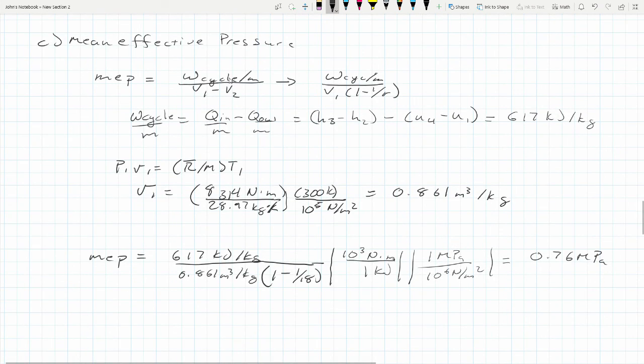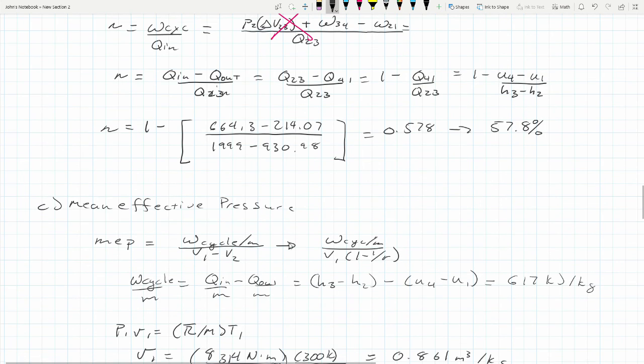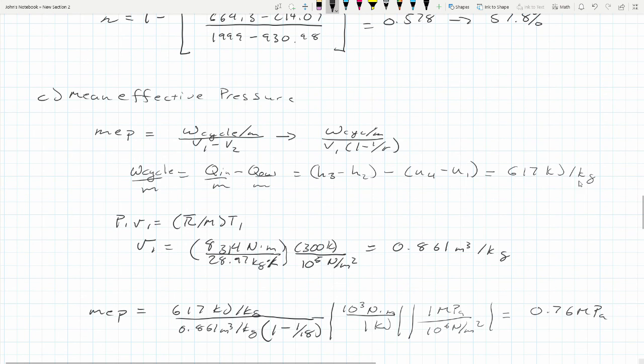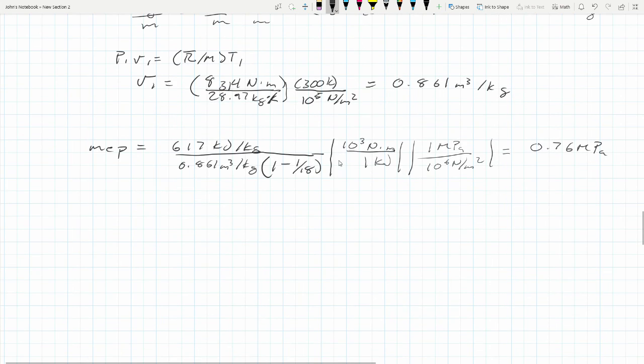Mean effective pressure: work of the cycle divided by the difference in volume between state point 1 and state point 2. So state point 1, factor out, you get 1 minus 1 over r. And now we need to know the work of the cycle. Well, again, work of the cycle is Q in minus Q out. Well, we know from here that Q in is 1199 minus 930. Q out is 664 minus 214. Plug that in, you get 617 kilojoules per kilogram.